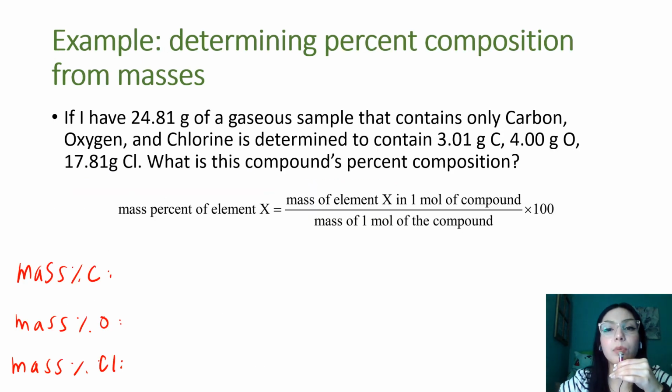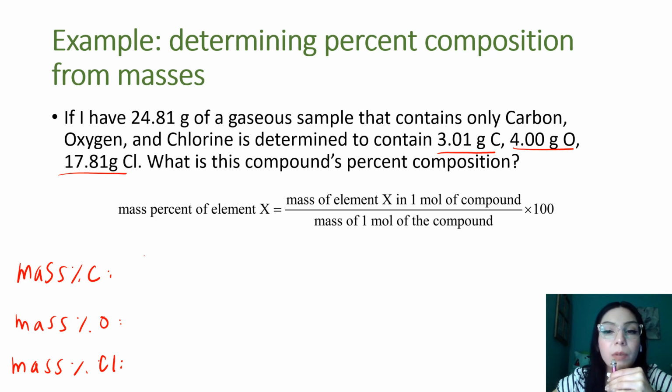So in this example, we'll be determining percent composition from masses that the problem gave us. So we have 24.81 grams of a sample. We don't know what the formula is, but we know that we have this many grams of carbon, 4 grams of oxygen, 17.81 grams of chlorine. What is the compound's percent composition? So let's go ahead and calculate that out.